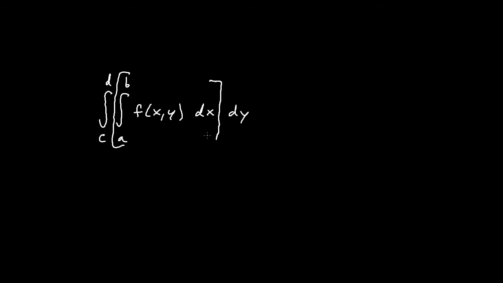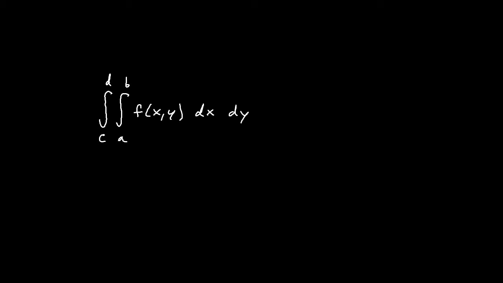So let's say we have the double integral here. The outer one is from c to d, the inner one is from a to b, of some multivariable function f of x comma y, and then we have dx dy. So dx is associated with the inside integral, so we're going to solve this one first, and then we can solve the outer one last. So iterated integrals basically help us divide the double integral into two individual integrals so that we can solve them one by one.